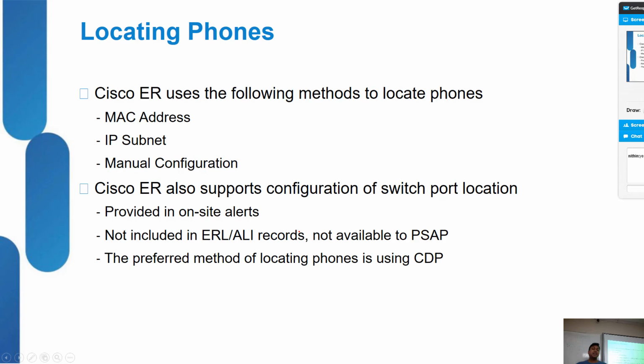So how does the locating of the phone work? Cisco ER will use the MAC address, IP subnet, and manual configuration to keep the location of the phone updated. ERL will also support switch port configuration. So every switch port in your switch, you will have to go and update the address. So you go to switch 1. Let's say switch 1 is connected to my phone. You could put a little description: connection to Faisal's phone.